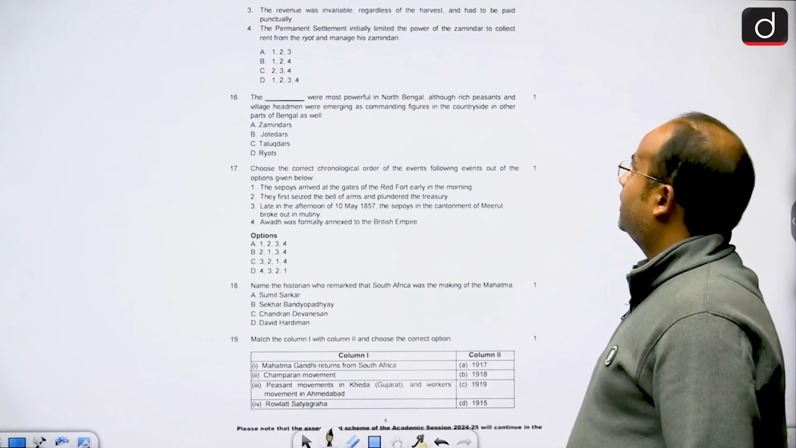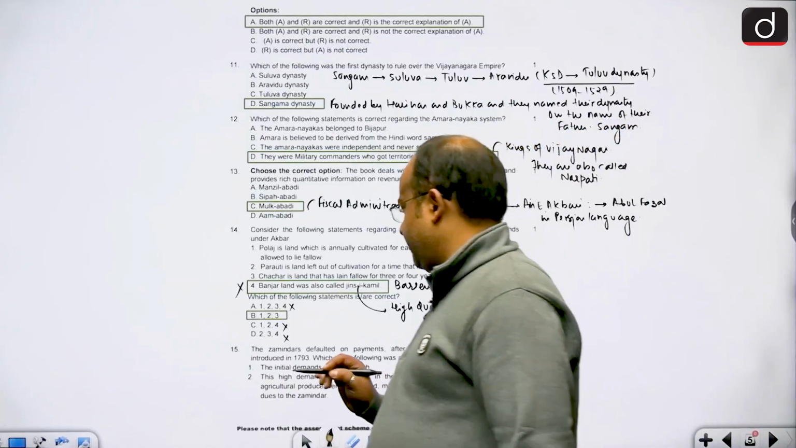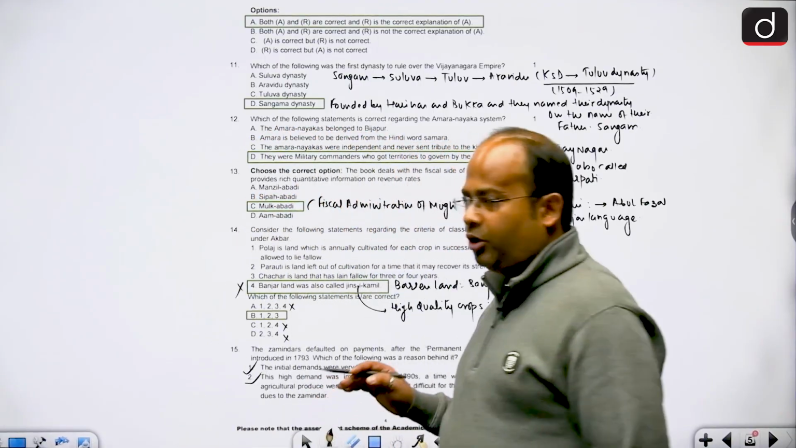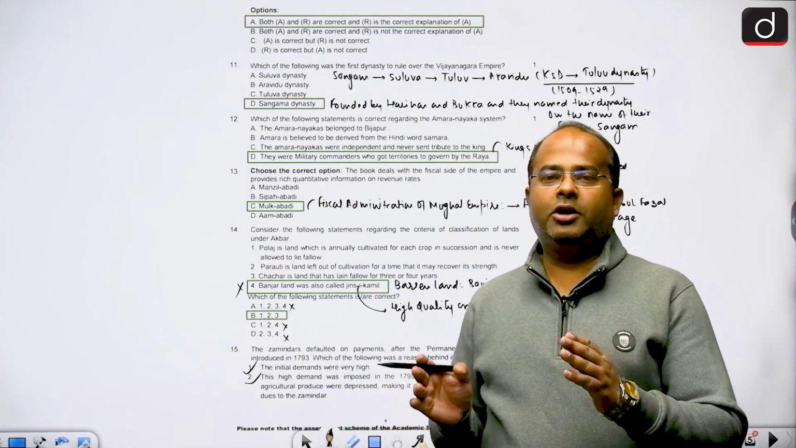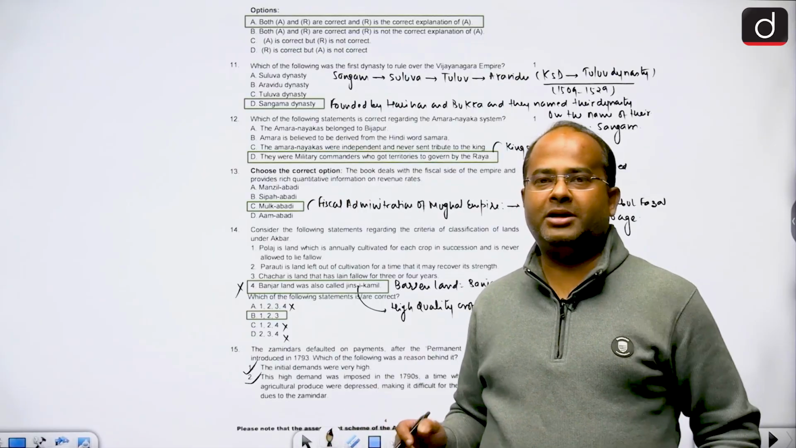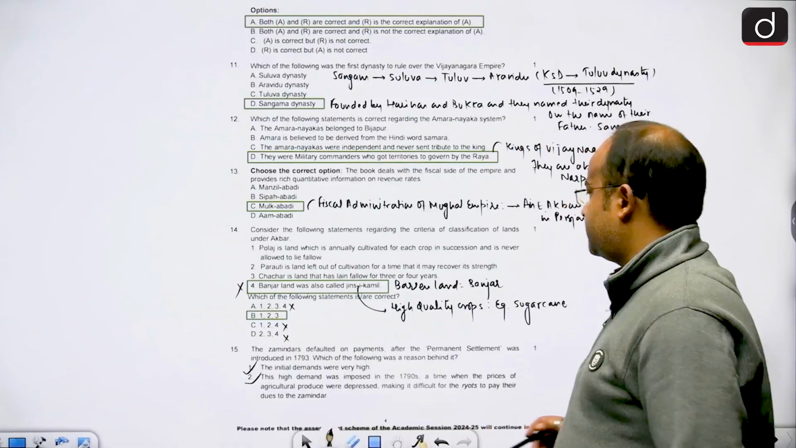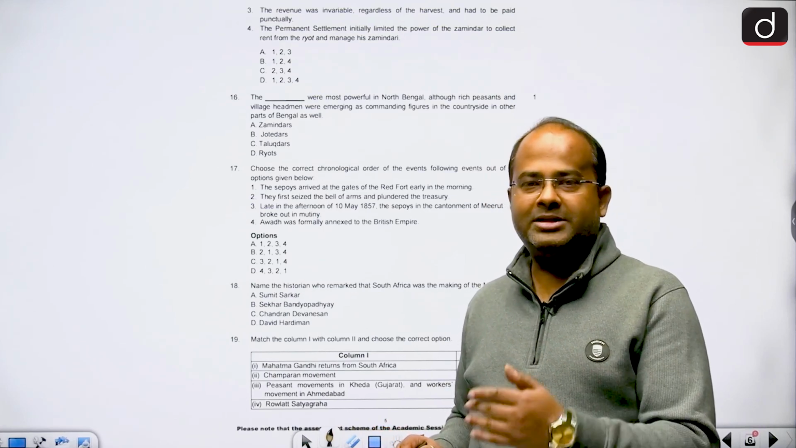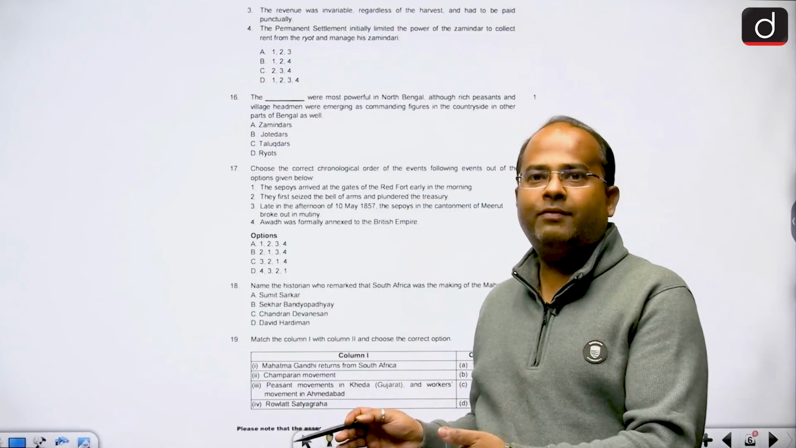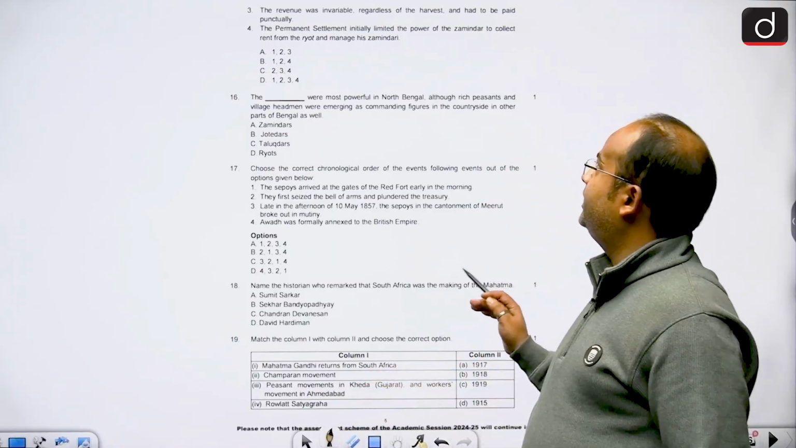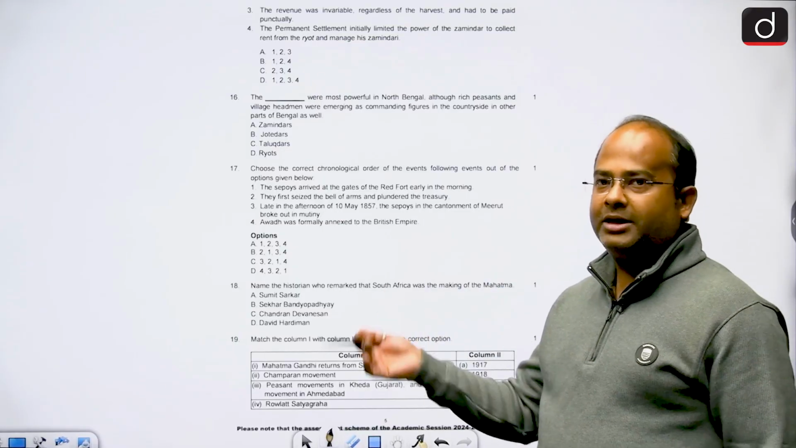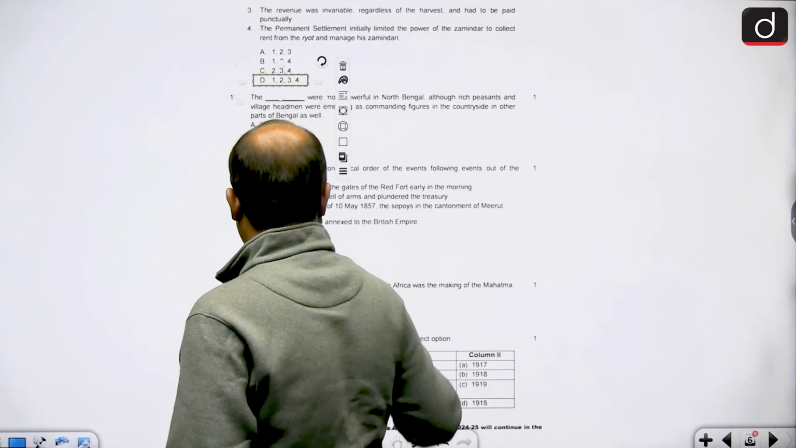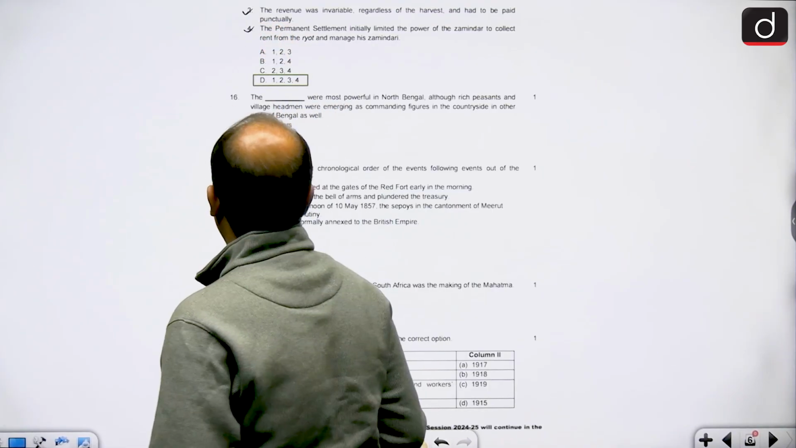So which of the statements is correct? You will find, my dear friends, that all these statements were correct, because the initial demands were very high, and due to the low market situation, the farmers were not getting the proper price of their agricultural products, due to which they were not able to pay the taxes to zamindars. Other than this, the revenue was invariable. That means the revenue was fixed because it was permanently settled. So anyhow the zamindars had to pay the fixed revenue. And the permanent settlement initially limited the power of zamindar to collect the revenue from the farmers. So all the statements are correct. The correct answer will be option D, that is 1, 2, 3 and 4.